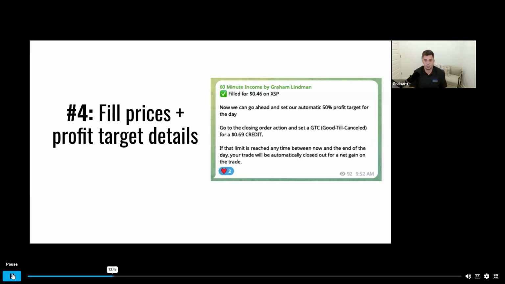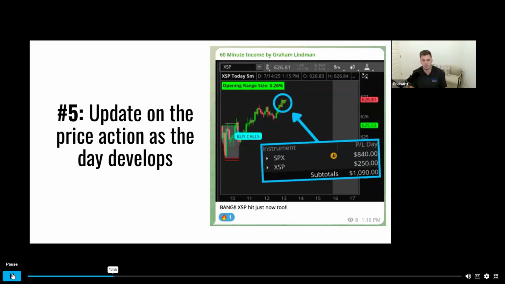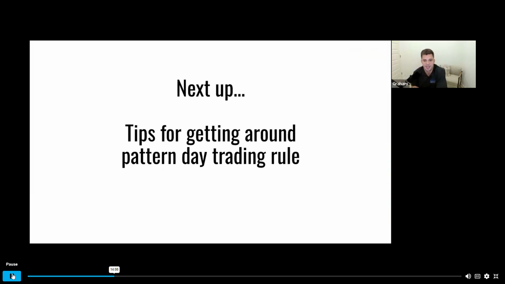Again, if you want to set your own profit target, just take whatever your entry is and multiply it by 1.5. That will give you a 50% target. And then I'll send you updates on the price action as the day develops. And it's a lot more fun sending you guys updates when we're hitting right away in the morning like we have been on the last couple of trades. Nothing better than showing some wins.